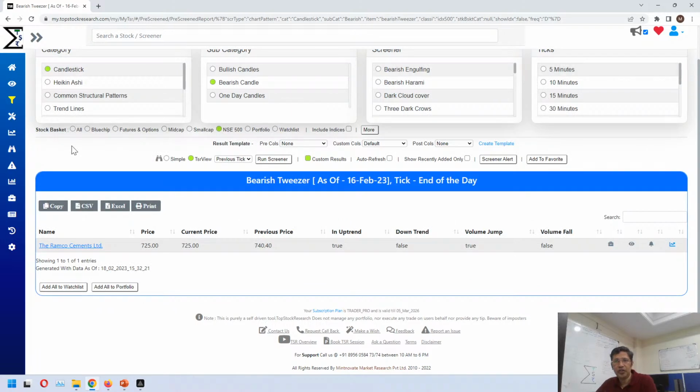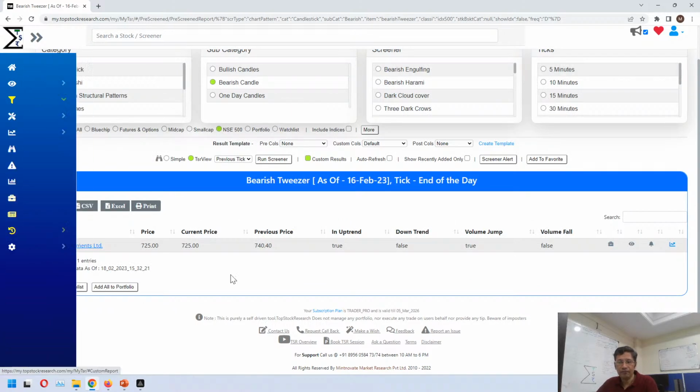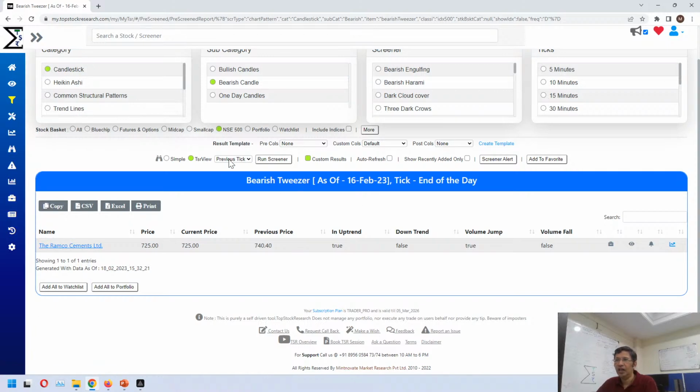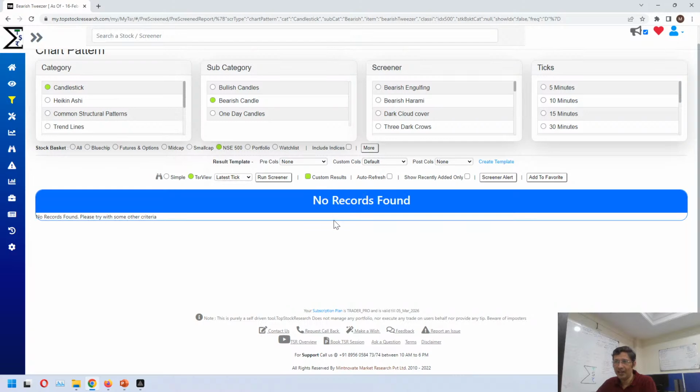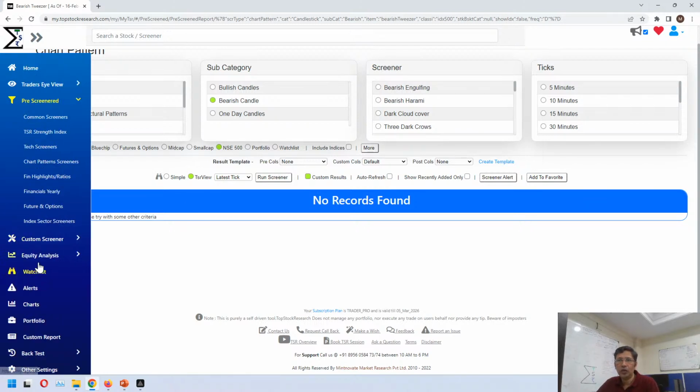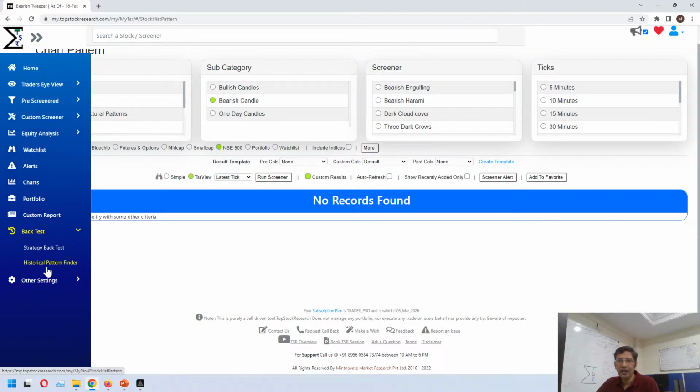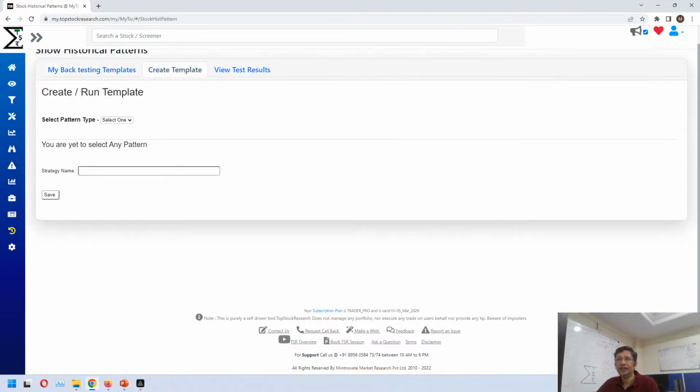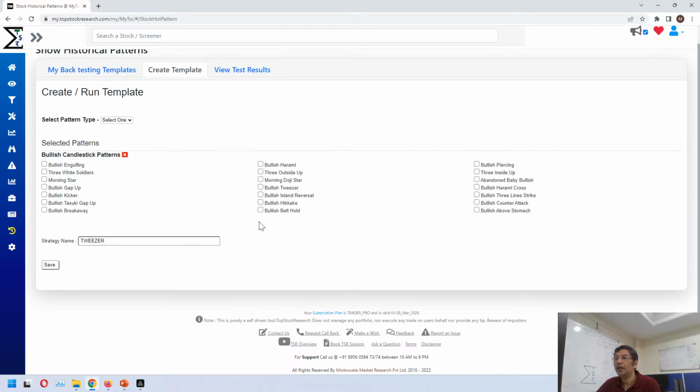I'll also use this as an opportunity to show you one of the other things. So out of the 500 stocks, there's zero pattern on the bearish, and there was only one pattern formed in the bullish, right? How do you see the occurrence of these patterns? What you can do is go to backtesting, historical pattern finder. We'll create a strategy, tweezer, right? And then we go to bullish pattern candle, and we'll go to where tweezer is here, right?